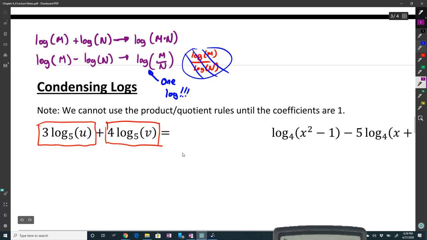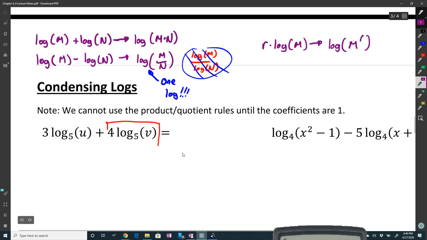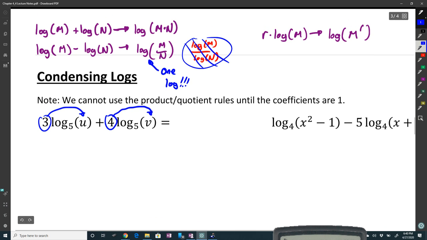Oh, the one rule I didn't write, which is the rule that we're actually using, is if you have r log of m, then basically the r becomes the exponent. All right, so that's what's happening. Okay. So the numbers in front of the logs become the exponents. And usually this is the first thing that you're going to do.